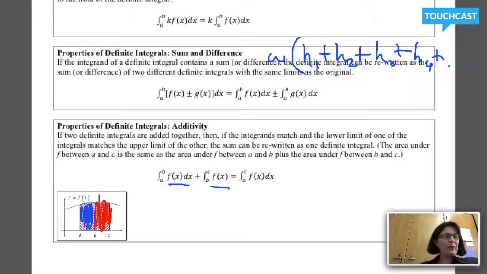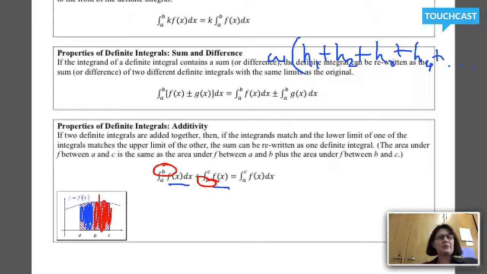Except for that little spiky part I accidentally got. That third integral says, well, just find the area under f from a all the way to c. Geometry, everything you know about adding together areas, it makes sense that that's true. So if you ever have two definite integrals with the same integrand, and the top limit on one is equal to the bottom limit on another one, then you can collapse the sum of those two definite integrals into one definite integral.